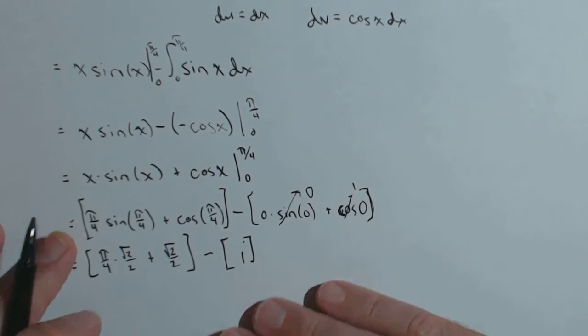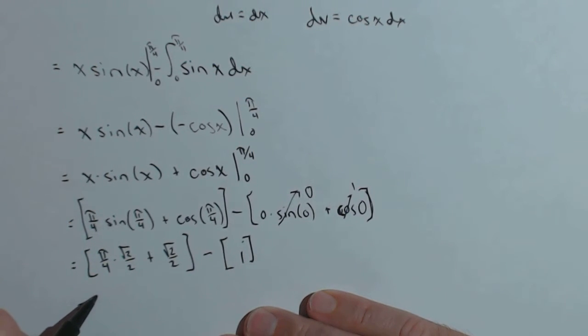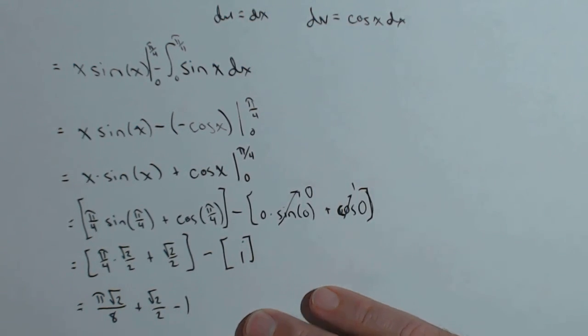So a few different ways we could write the final answer, but let's just write out the terms here. So pi times square root of 2 over 8 plus rad 2 over 2 minus 1 is our exact answer.